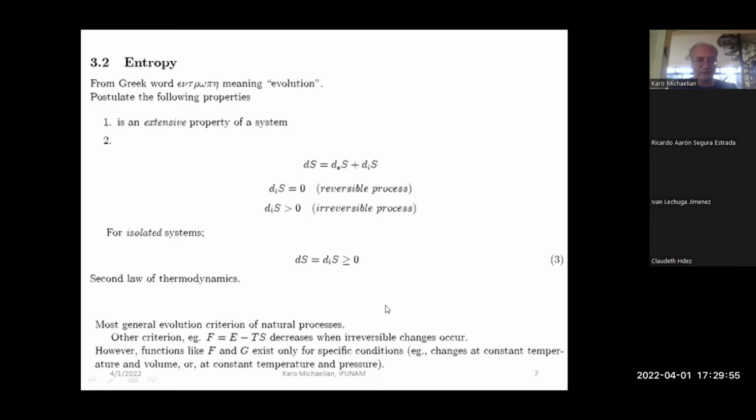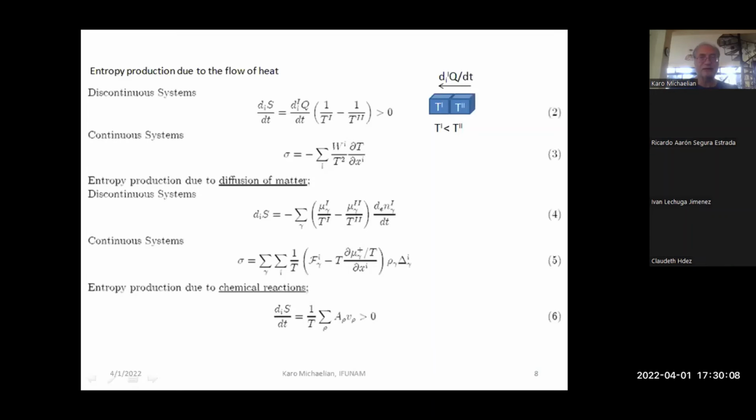Okay, I have some more material here below, but I can't read it because I have this bar which goes over the screen, which doesn't allow me to see it. So I'll just go on to the next slide and hope I didn't miss anything important there. So let's take an example. This is the case of the entropy production due to the flow of heat.